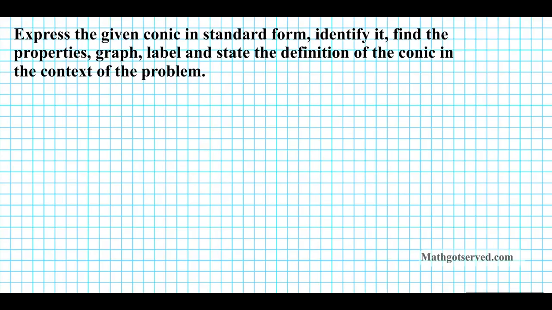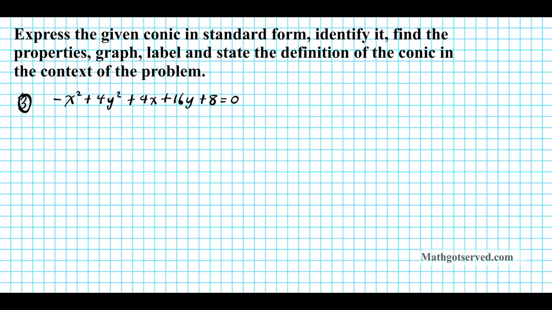All right, let's take a look at question number 3. We're going to be doing exactly the same procedure for problems 1 and 2. We're going to express the given conic in standard form, identify it, find the properties, graph, label, state the definition of the conic in the context of the problem. So what if we have the conic with the equation negative x squared plus 4y squared plus 4x plus 16y plus 8 equals 0.